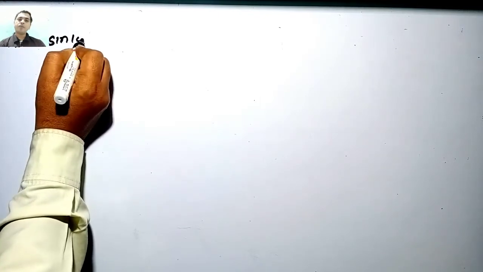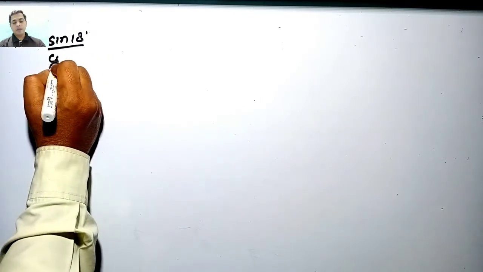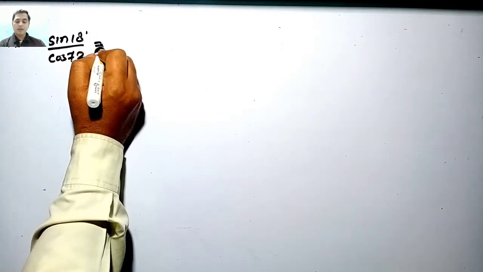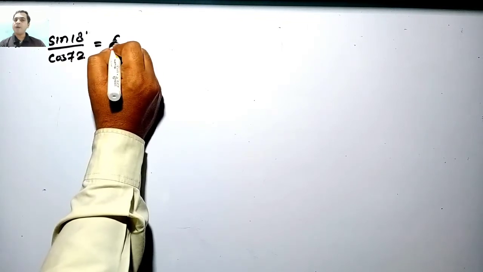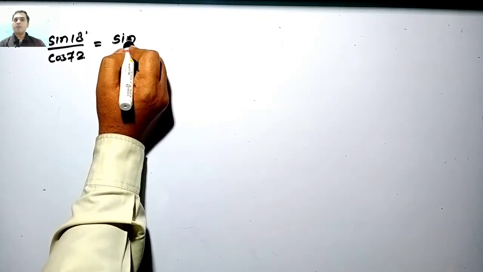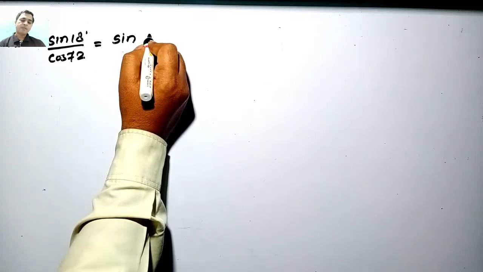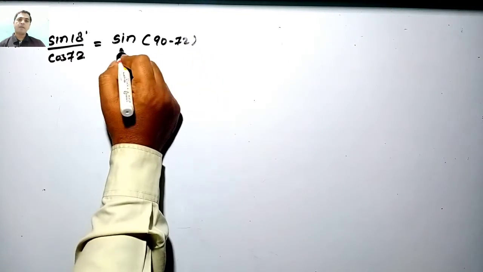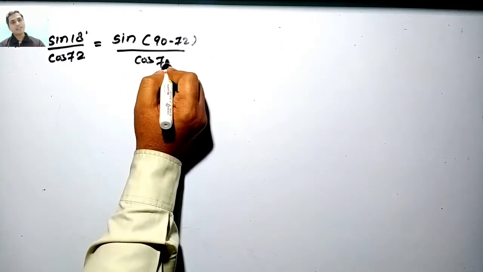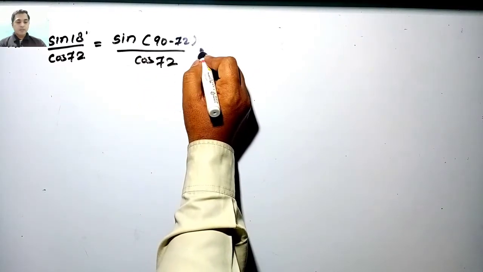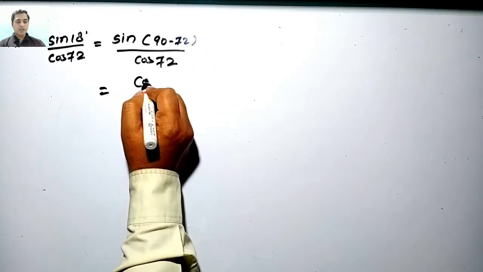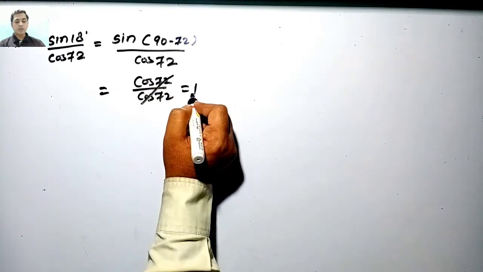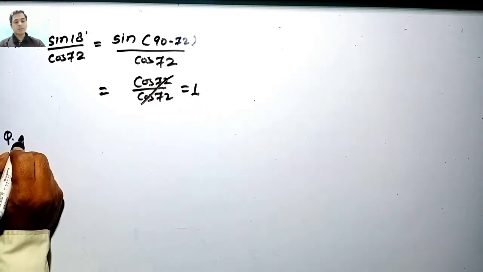Consider the first question, which is about the ratio of sin 18 degrees and cos 72 degrees. We know that these angles are complementary to each other, so we will change one of the given angles. So sin 18 can be written as sin(90 minus 72), and cos 72 will be as it is, so we do not need to change this. So sin(90 minus theta) is cos theta, and theta is 72, so we are getting the same terms in numerator and denominator, and we are getting 1.